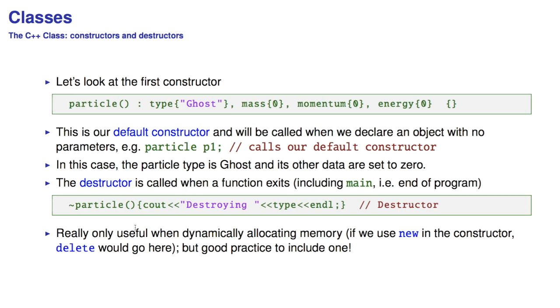But an explicit destructor is really only important when you have dynamically allocated memory. Because if you use new in the constructor, delete of the data would go over here. It's always good practice to include a destructor just so you make sure that you don't forget it and you know exactly what action it takes.